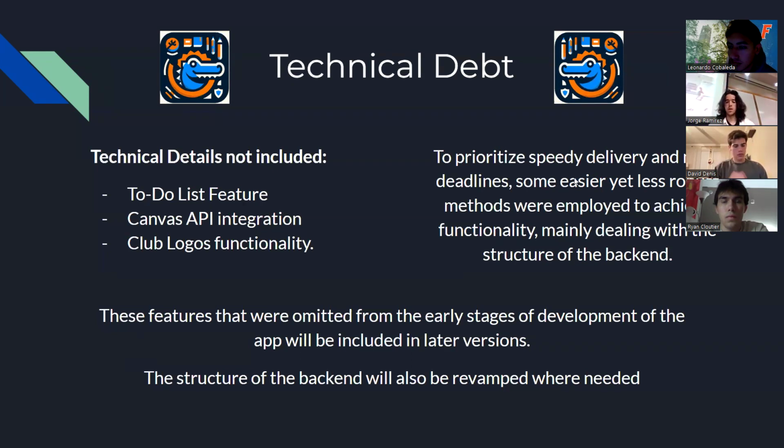And to prioritize the speedy delivery of our project and meet the deadlines, we had to opt for some easier yet less robust or efficient method. Mainly in the backend, since we prioritize getting the basic functionality done, and we didn't look that deep into what other solutions there were to connect the backend to the Swift frontend. Also, they had some difficulties since connecting a GraphQL backend to a Swift frontend is not exactly a straightforward task. So that could definitely be improved and will be improved in the next steps of GatorPal.